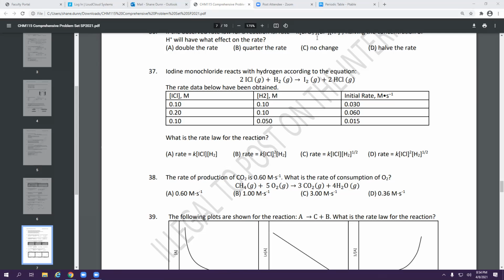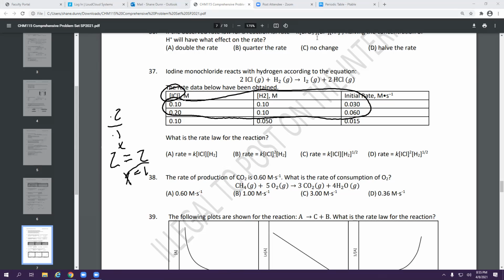No one's yelling at you. Let's solve for this one first. I'm going to use the first two. So 0.2 divided by 0.1 is 2, and 0.06 divided by 0.03 gives me 2. What will the rate be? X has to be 1, right? So it has to be the first power. Okay, that's what you do there.